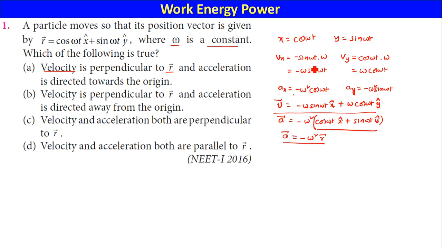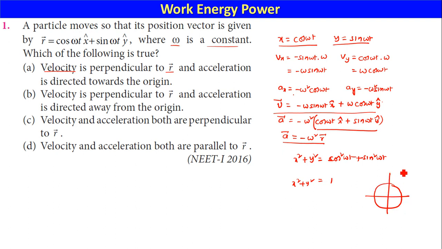Now if you look at the x coordinate and y coordinate, if you just take them, square them and add them, what will you get? cos² ωt plus sin² ωt. cos² ωt plus sin² ωt is 1, no? So this is the equation of a circle: x² + y² = r², where the radius is actually 1. So essentially the particle is performing circular motion. This is the trajectory of the particle.